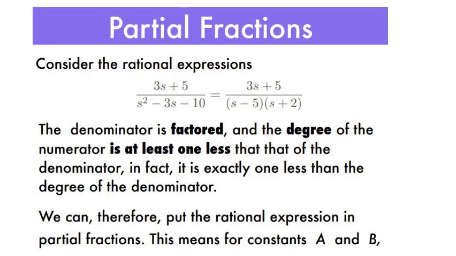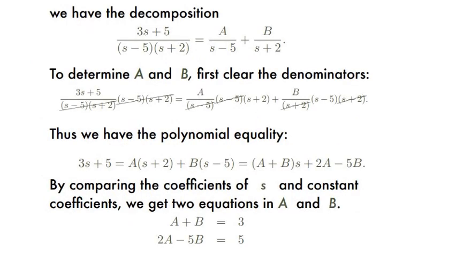The next method is based on the partial fraction. If the denominator is factorizable and the degree of the numerator is less than that of the denominator, we can apply partial fraction. Here, the denominator is factorizable and the degree of the numerator is less than that of the denominator. The degree of the numerator is 1 and the denominator is 2. So we can apply partial fraction.